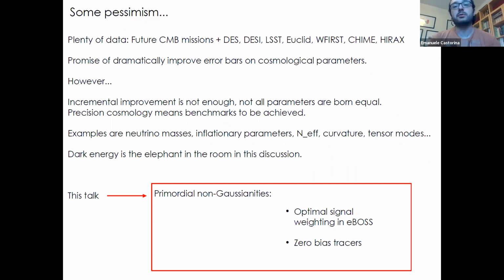So the parameters which are benchmarks are those for which we do have some theory prior. And so those are, for example, the inflationary ones, neutrino masses, number of degrees of freedom, curvature, tensor modes, and so on and so forth. And so today I would like to focus on one of them, which is the amplitude of primordial non-Gaussianities. I would like to tell you one recent data analysis that we did using eBOSS data in collaboration with Will and others. And then an idea that we had also to try to improve over these measurements in the future, when the DESI data will become available.